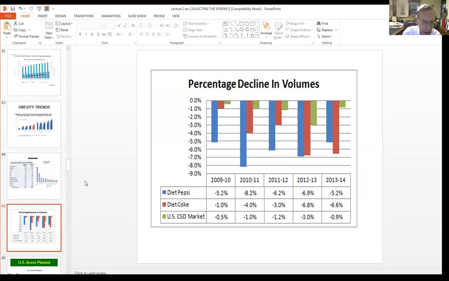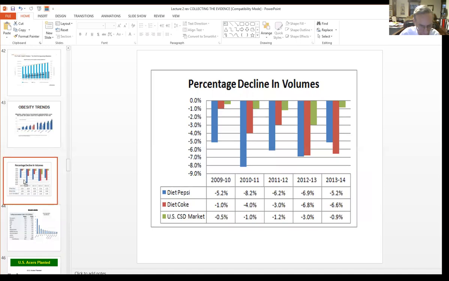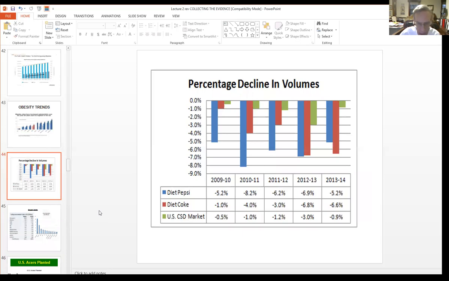And here's that item. I should actually put this one right after that obesity chart, shouldn't I? This is the trend. Maybe I'll do that right now so that when I discuss this in the future, it'll be in the right place.